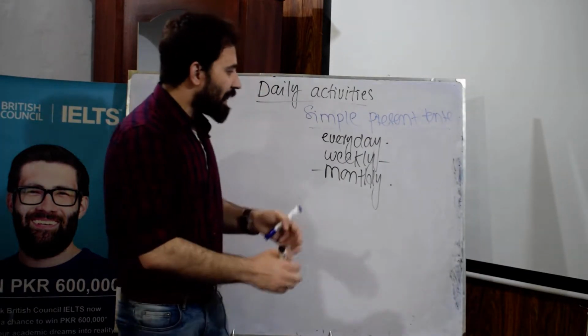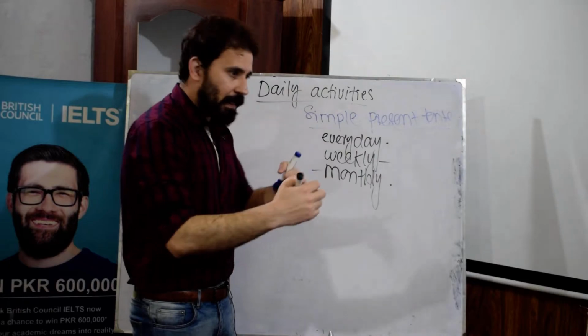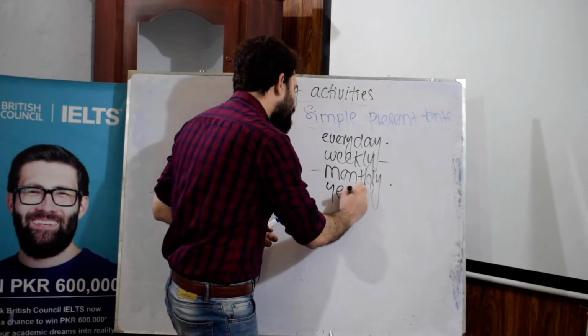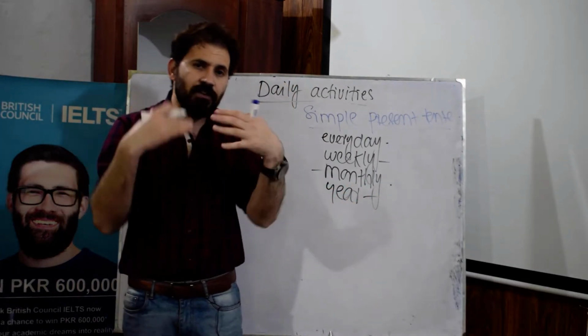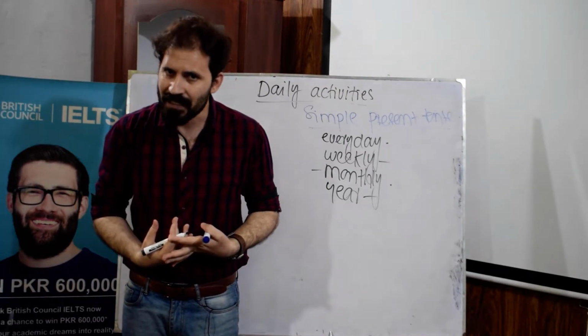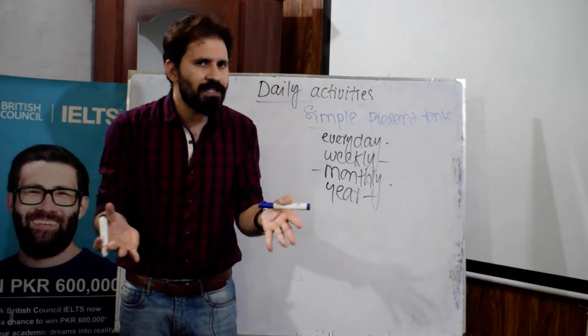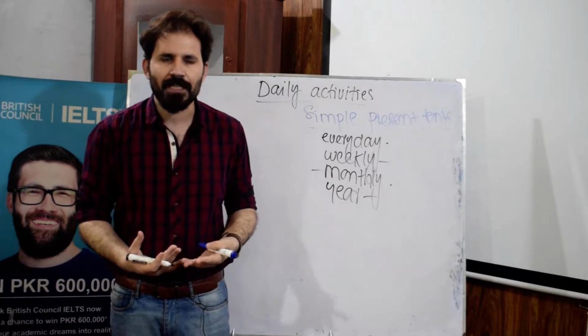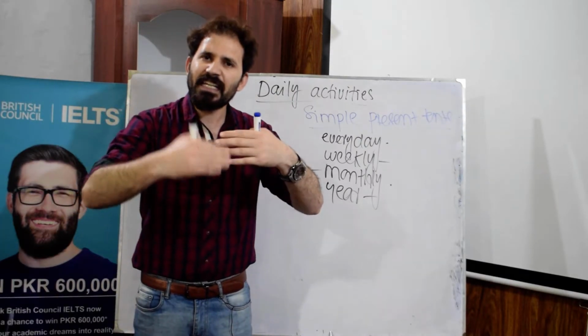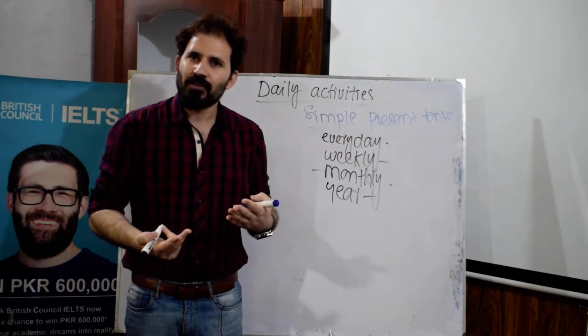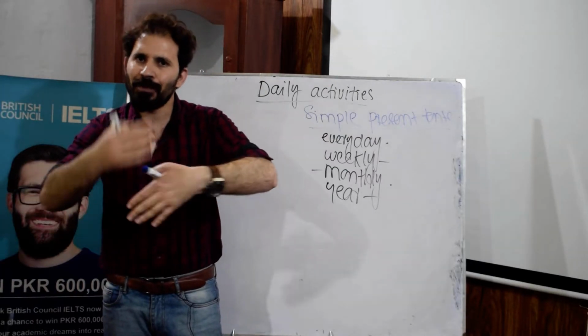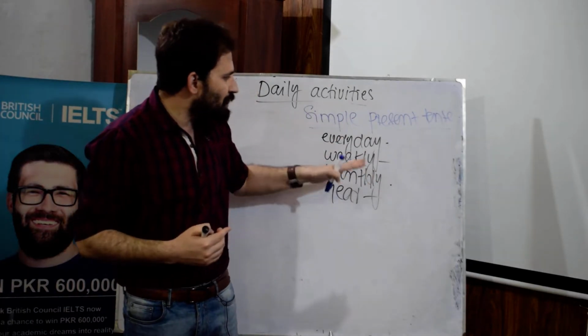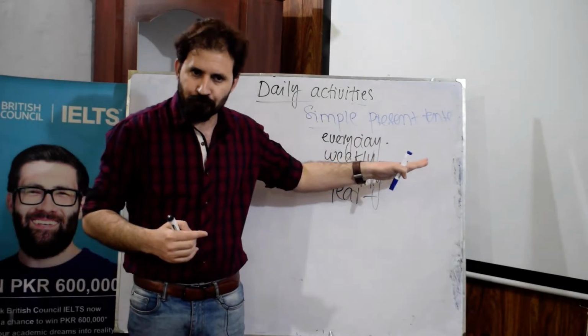Those activities that repeat themselves every year, again we use simple present tense for it. For example, what example can we take for it? Eid comes twice a year. So how many times? Two times a year. It repeats itself. So again, we need to use simple present tense for that.